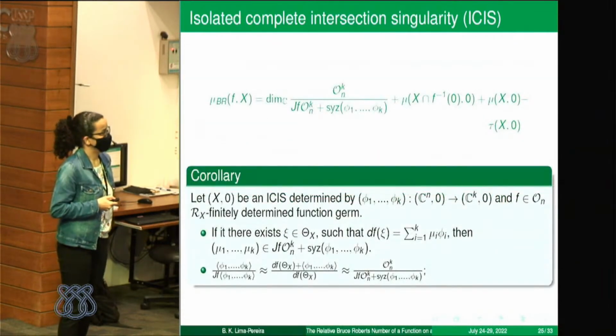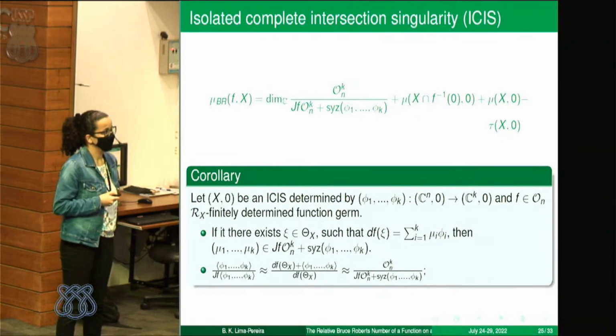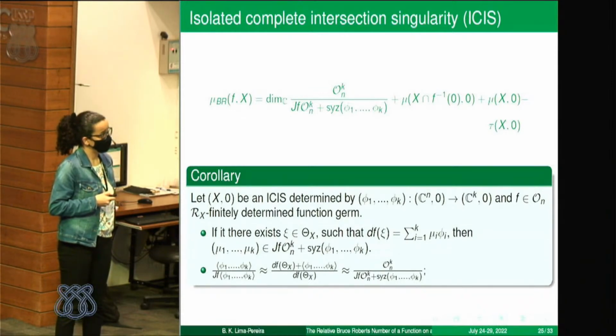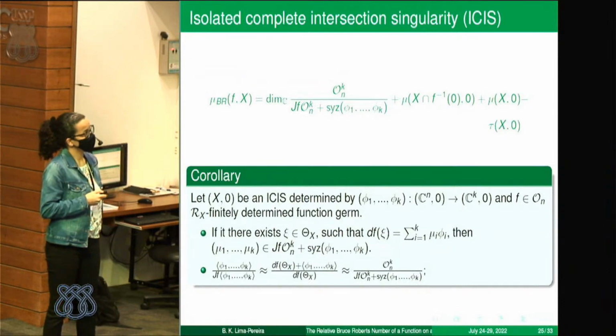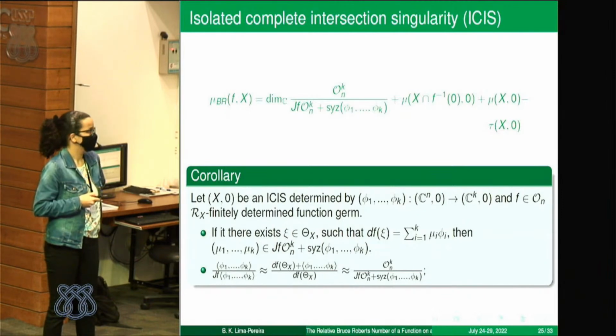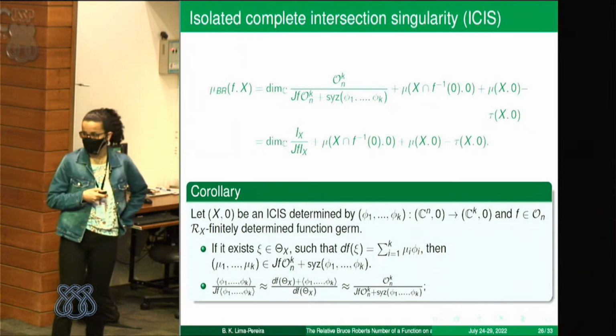And the first point says, if there exists a vector field in theta X satisfying this condition, then this element belongs to this module, okay? And with the first point, we prove these isomorphisms, okay? Now, look at this equality. This quotient appears here, okay? So this dimension as a C vector space is equal to the dimension as a C vector space of this other quotient. And in this way, we have the second equality for the Bruce-Roberts number.